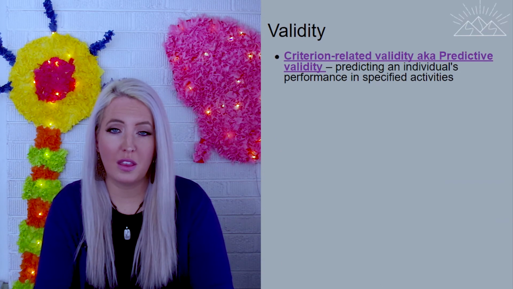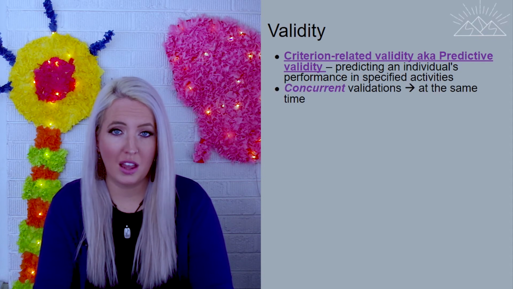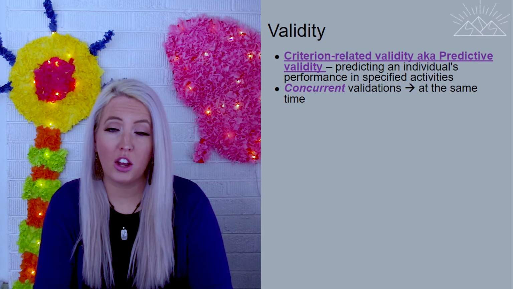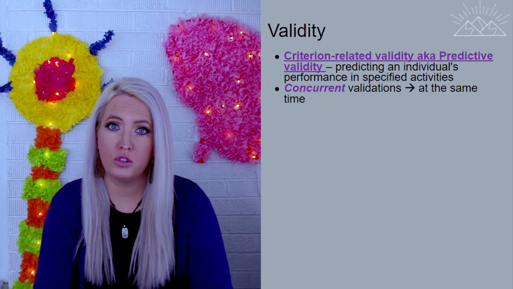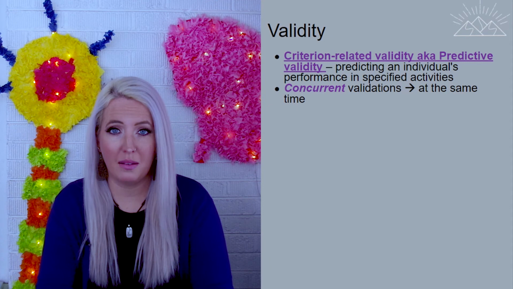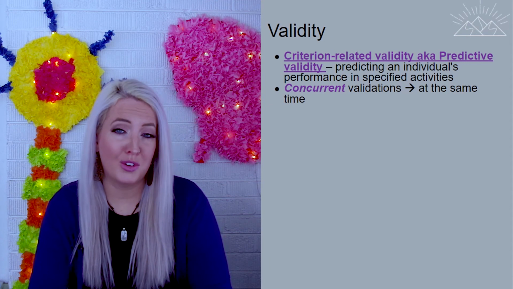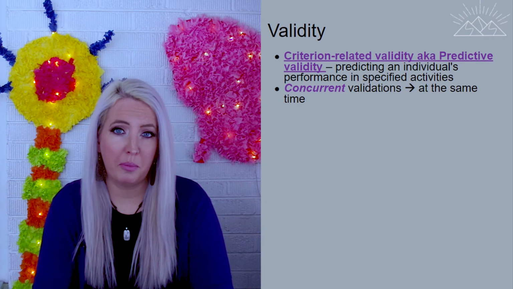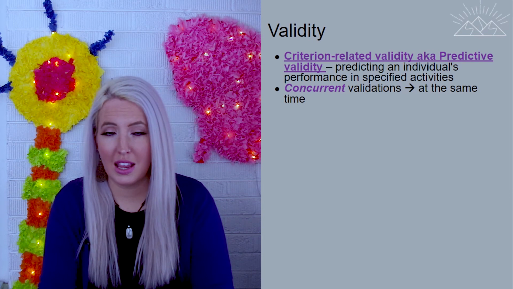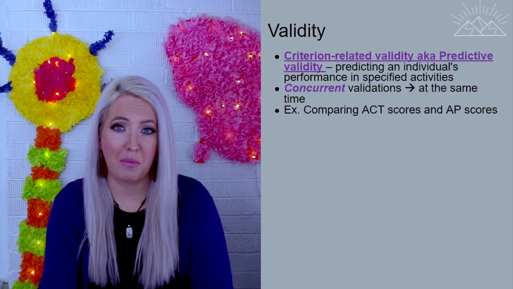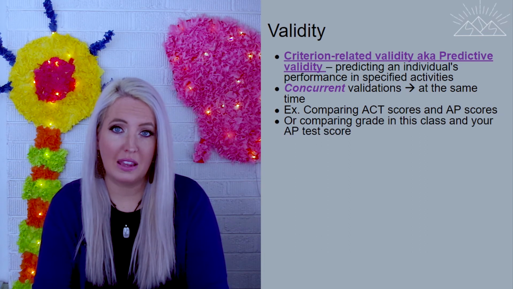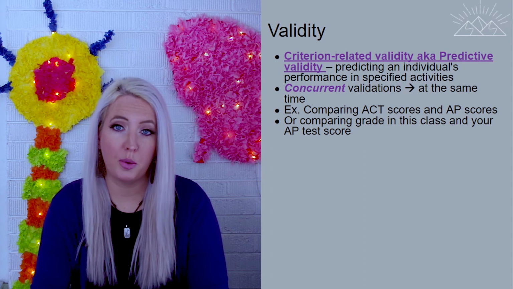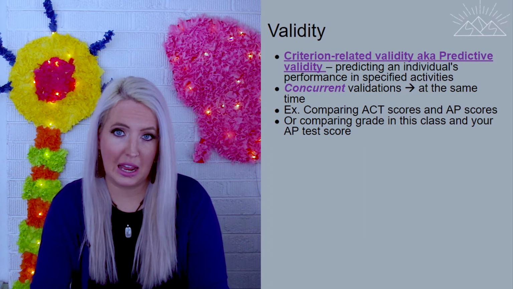And this is used when a test is meant to predict in some way a person's ability in a different area. So it could be a concurrent validation, so two different measures at the same time. That would be something like comparing your GPA right now and your SAT score, or comparing your grade in this class and your score on the AP exam, both of which happen within the same year. They should be predictive of each other, but they are predictive in a concurrent timeline.